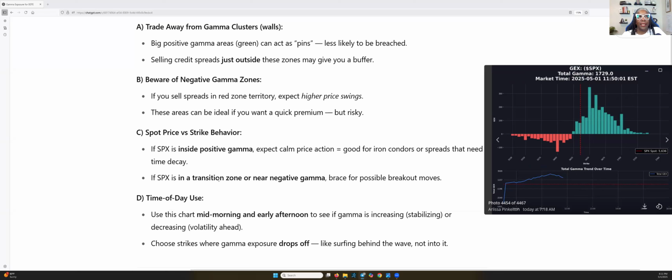If SPX is in the transition zone or near negative gamma, you need to brace for breakout. So what is the transition zone? The transition zone is in here, when it's starting to get into the middle, and this is the negative area. When it starts to get into the transition and negative, you have to be mindful because it could break out going that way, or in the opposite direction. You have to know it could possibly do that. Or it could bounce back into the green, but when you're in this transition area, you kind of need to just chill out and wait and see what happens.